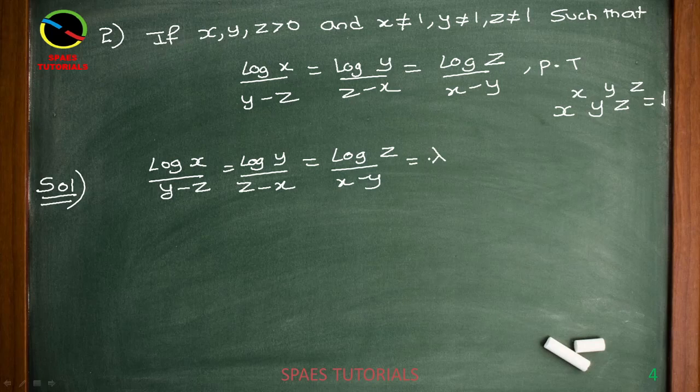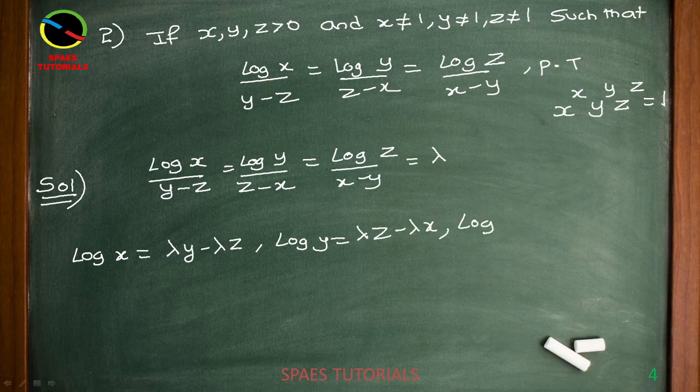Now if you see carefully, log x will be equal to lambda y minus lambda z. Similarly, log y will be equal to lambda z minus lambda x. Similarly, log z will be equal to lambda x minus lambda y. Since no base is given for us, let's take the base to be e. Generally we can take any base, and commonly we take base e.